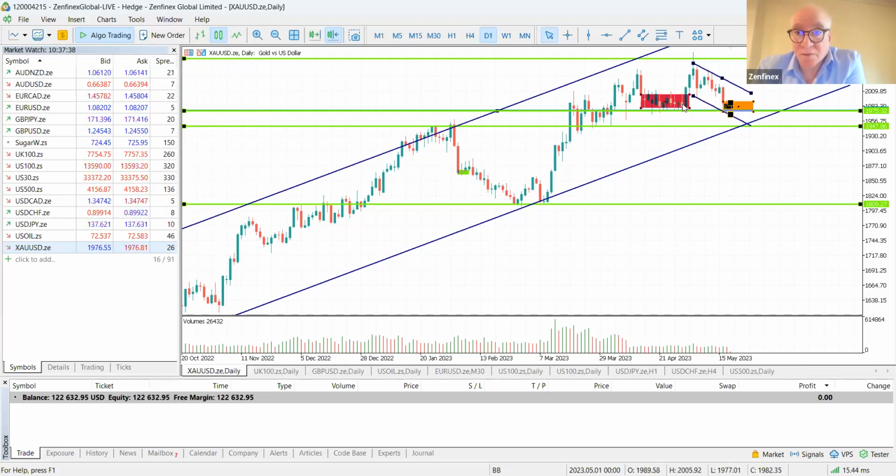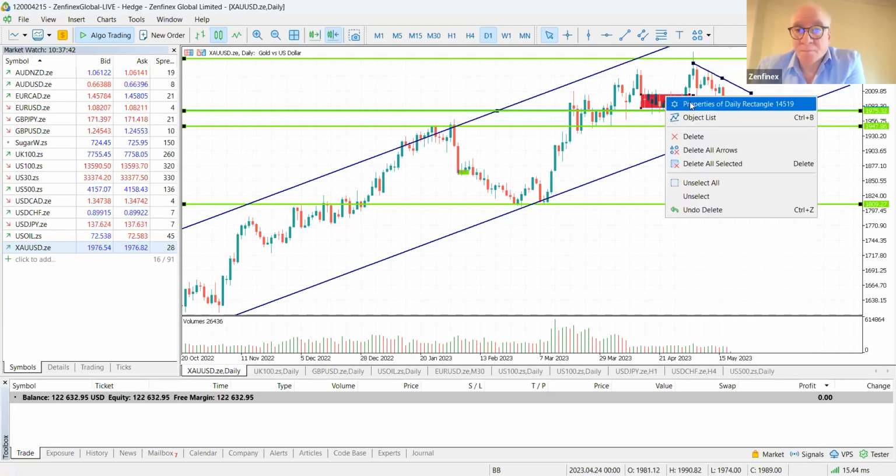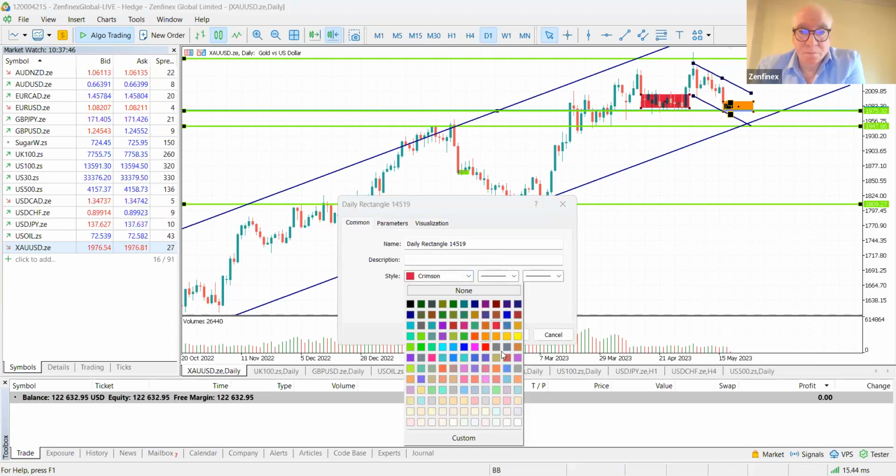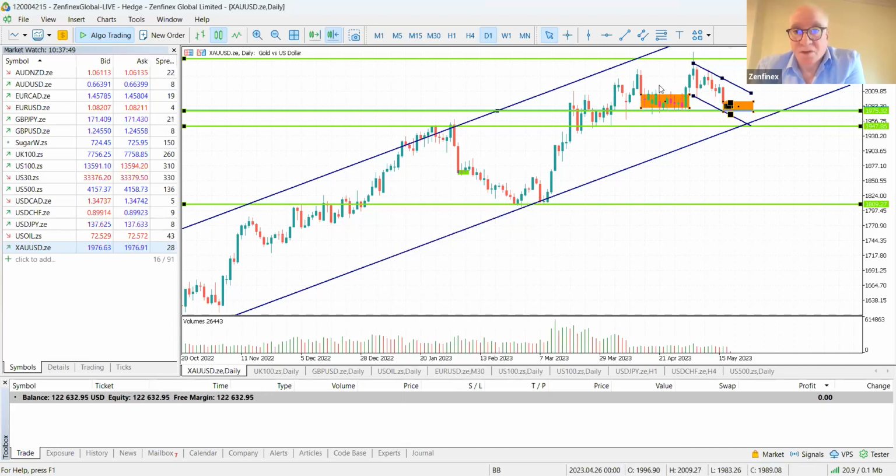It's a very bright color. Let's just change the color there. So this area here, we were watching, it broke out, it came back and retested it, bounced back up, so there was a trade there.